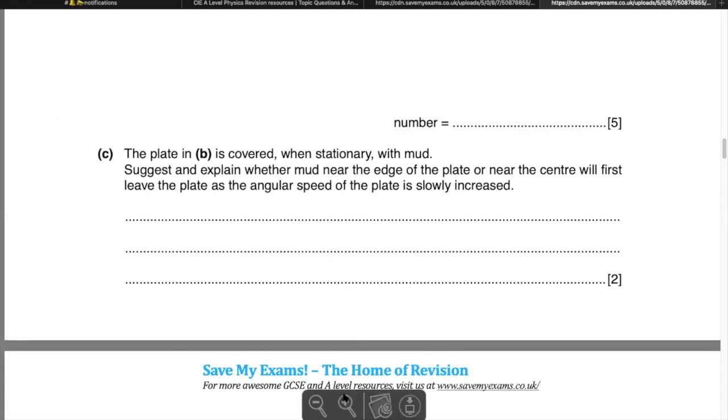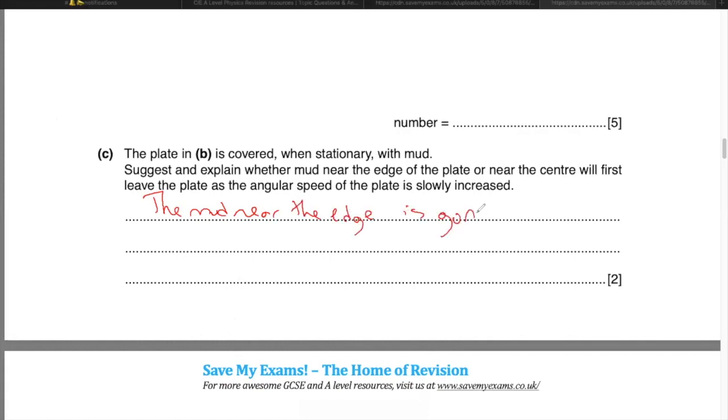Now, you guys are right. There are 2 possibilities. Either you say that the mud near the edge will leave. Let's not go with fly off. I literally said gonna. This is a paper, we have to be formal. We're not supposed to be casual with examiners. So the mud near the edge will leave.